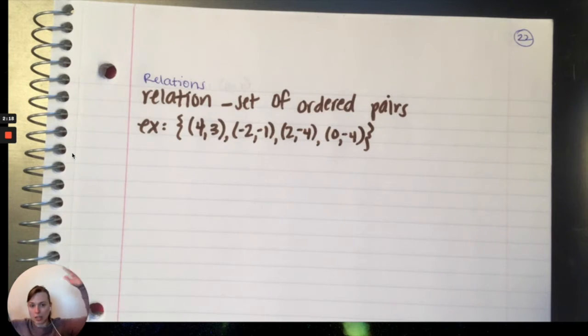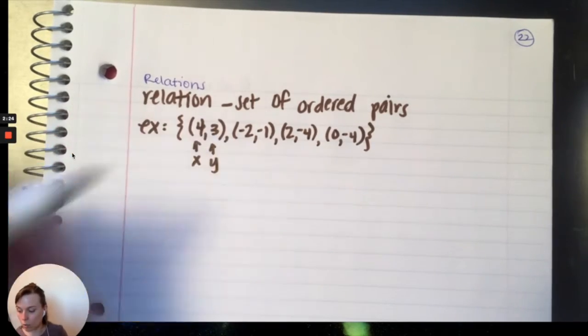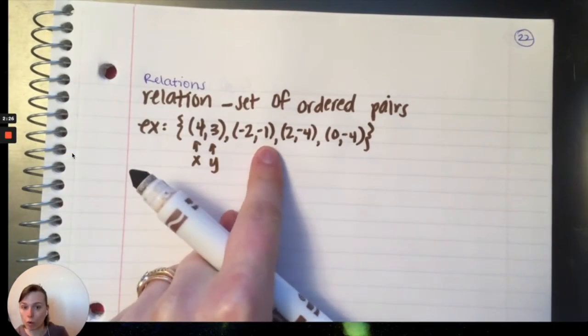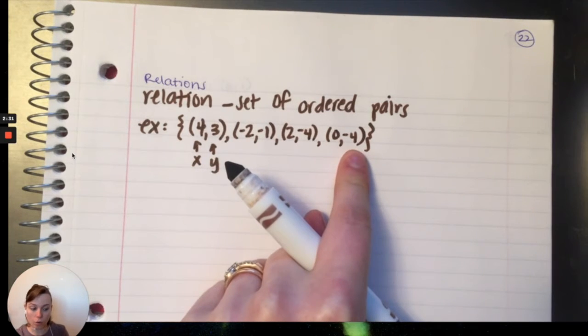I know it's a set because it has the braces. I know they're ordered pairs because they're all in parentheses. And so this is an X, this is a Y. -2 is an X, -1 is a Y. 2 is an X, -4 is a Y, 0 is an X, -4 is a Y.